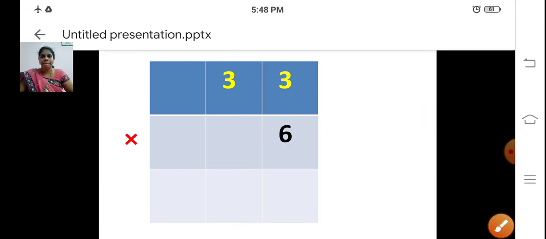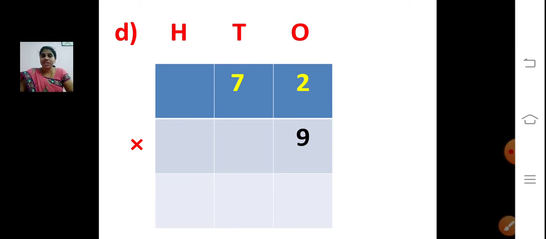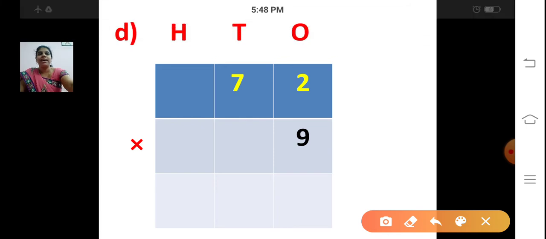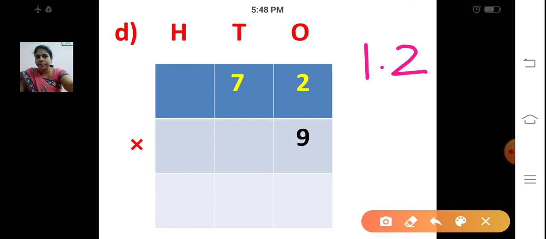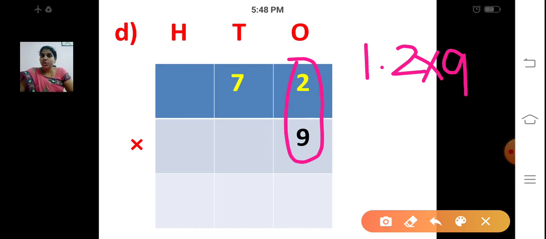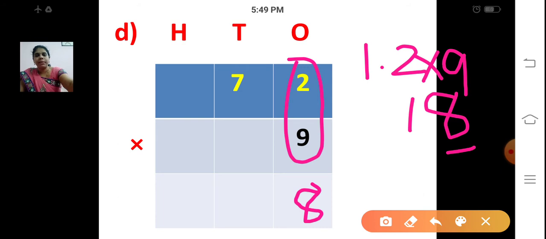Shall we move on to the next one? Yes. We are going to multiply 72 by 9. So what is the first step? Step 1 is multiply the digit at the ones place by 9. 2 into 9. Now tell me, 2 nines are? 2 nines are 18, right? So 8, write it down here. 1 will be carried over to the next place, the tens place.